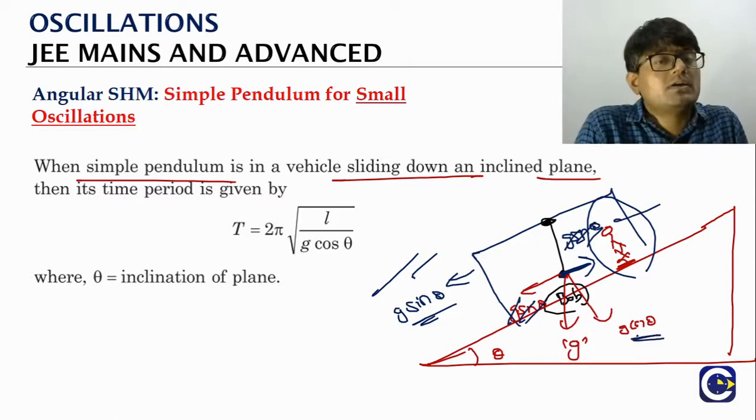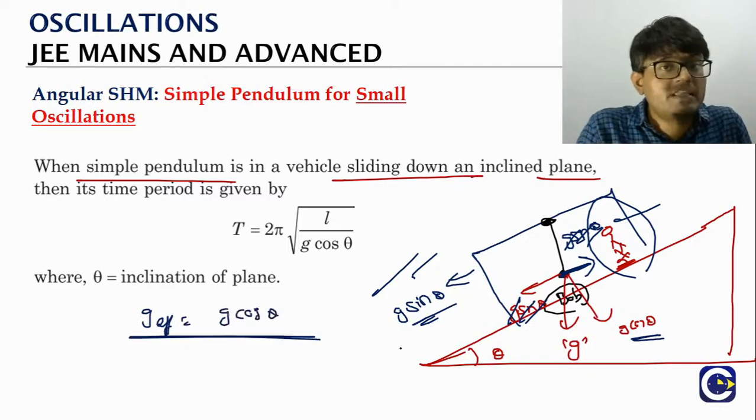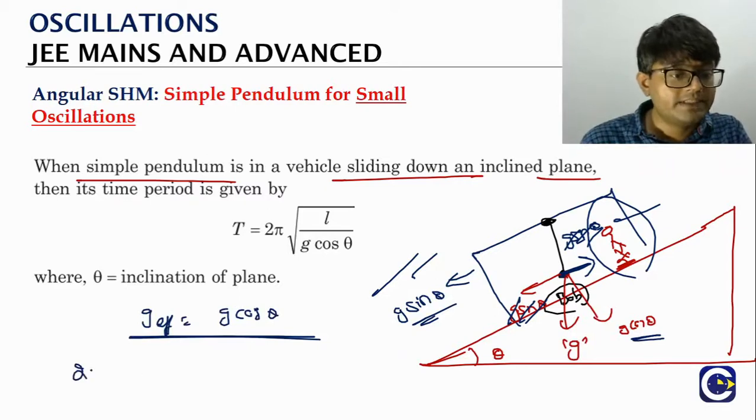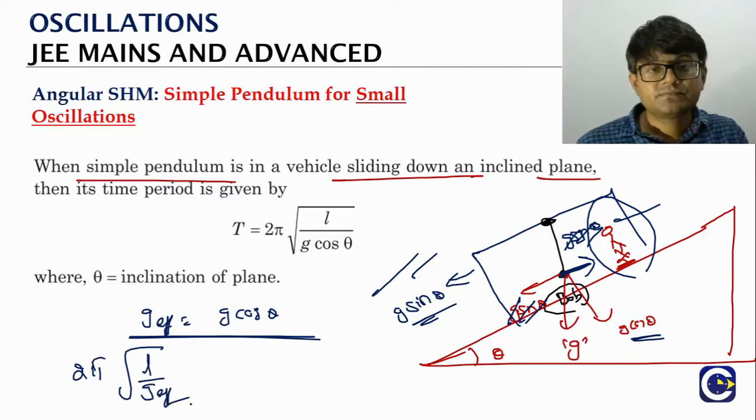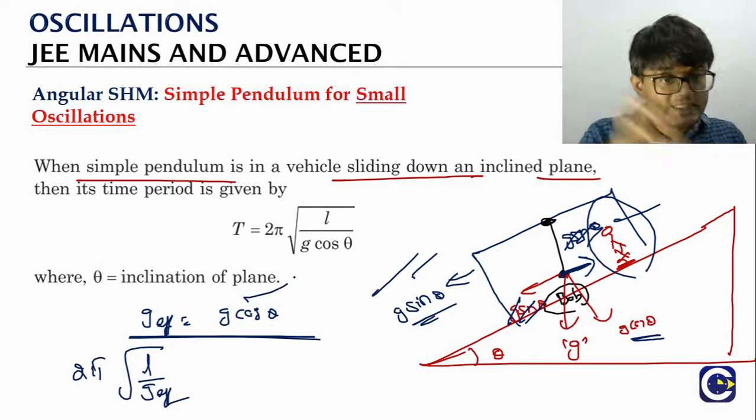We will only have g cos theta. So the g effective will be equal to g cos theta. So what will be the period of oscillations? It will be 2 pi root L by g effective, always the same thing. G effective is g cos theta. So like this we can have modifications by creating a setup.